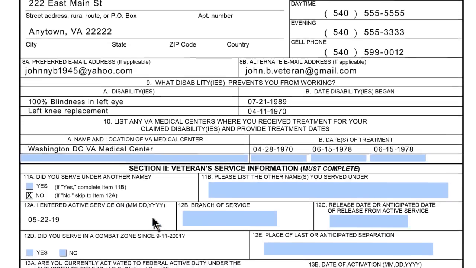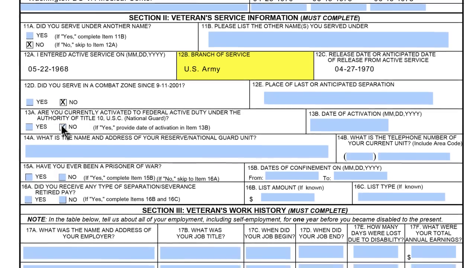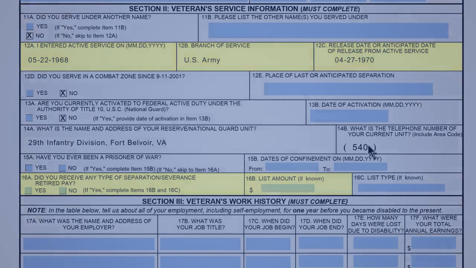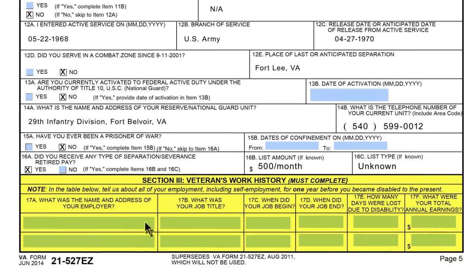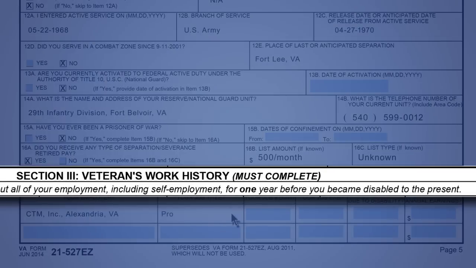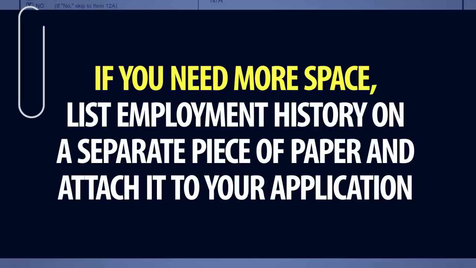Fill out your service information in Section 2, including information such as branch of service, service dates, and whether or not you received military pay. All fields in this section are required and should be filled out completely. Section 3 requires you to fill out your work history, listing your employment, including self-employment, for 1 year before you became disabled to the present. If you need more space than is allotted on the form, list the employment history on a separate sheet of paper and attach it to your application.